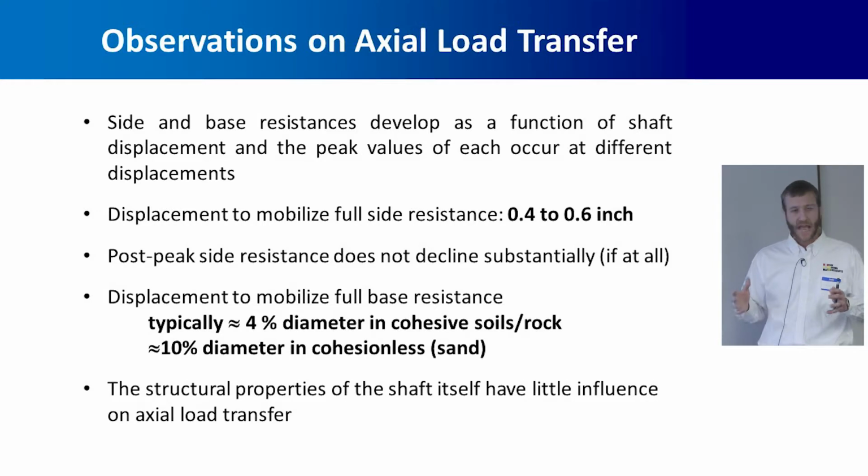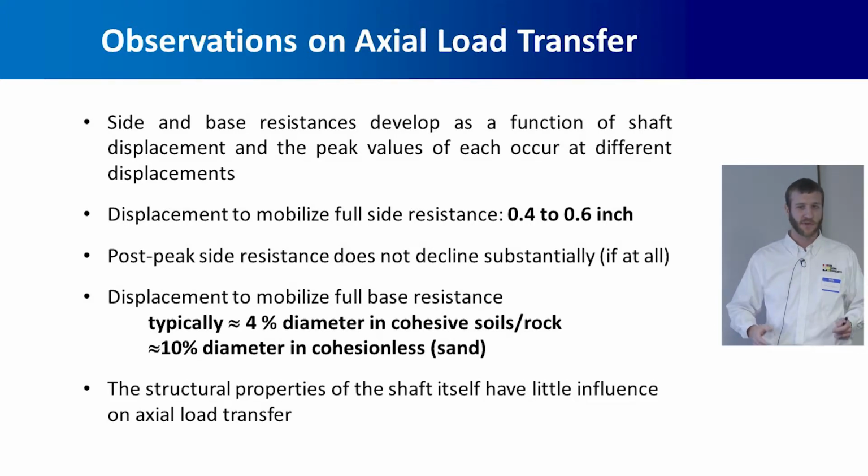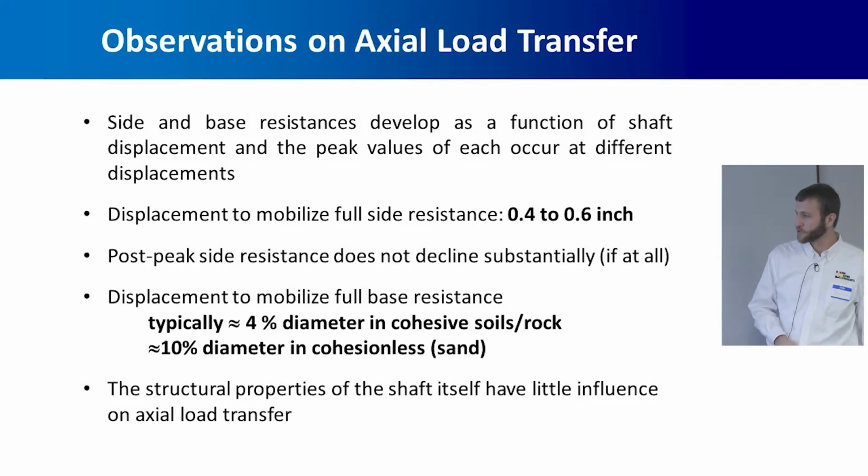For axial resistance, the structural properties of the shaft, in other words, the strength of the concrete and the amount of reinforcement in it, don't really have a big influence on this axial load transfer. The shaft is just acting as a rigid element, and it's really the geotechnical resistance, the skin friction and the base resistance, that are controlling our axial resistance.